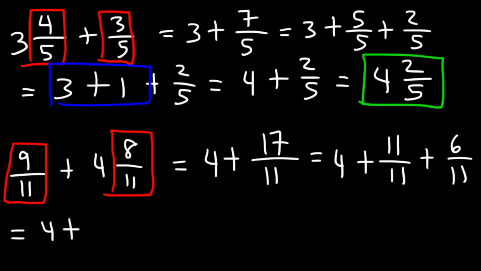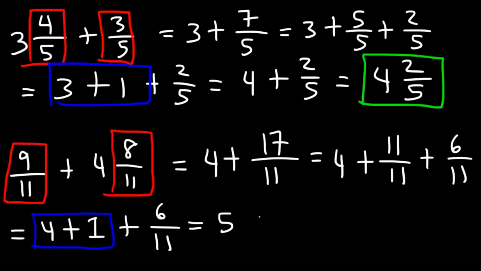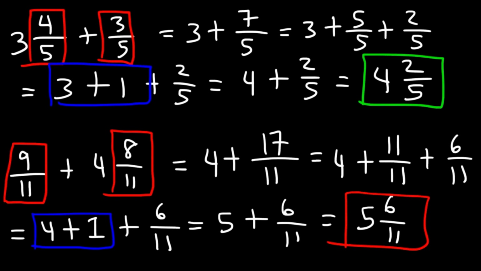11 over 11 is 1. And 4 plus 1 is 5. So we're going to have 5 plus 6 over 11, which is 5 and 6/11. And that's it for that problem.